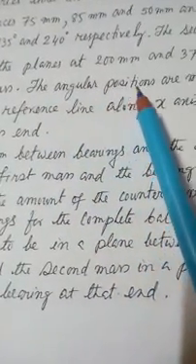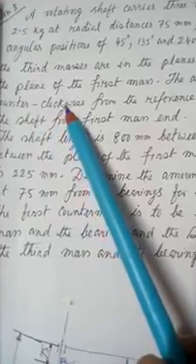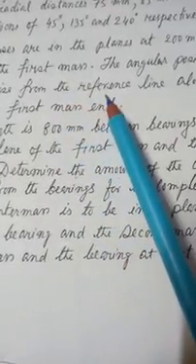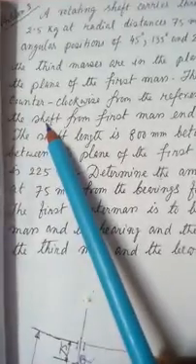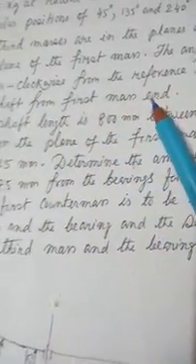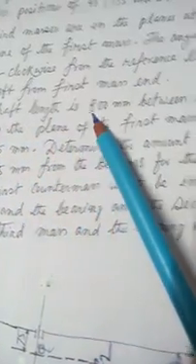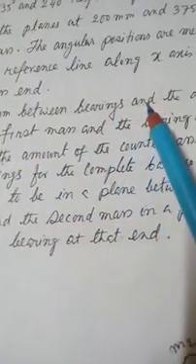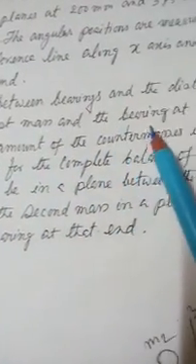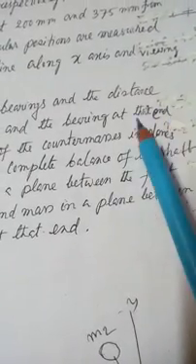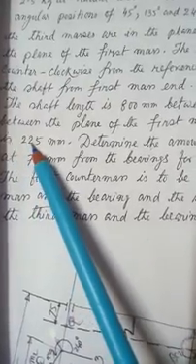The angular positions are measured counterclockwise from the reference line along x-axis and viewing the shaft from first mass end. The shaft length is 800 mm between bearings, and the distance between the plane of the first mass and the bearing at that end is 225 mm.